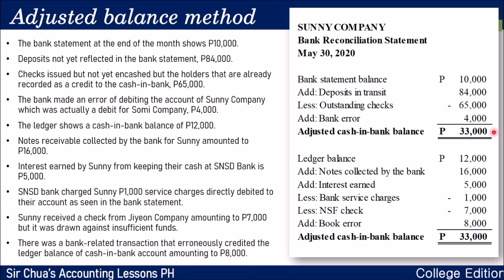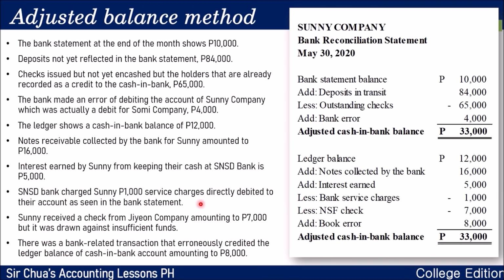Okay. Next po. The ledger shows a cash in bank balance of 12,000. So, ledger balance po, 12,000. Notes receivable collected by the bank for Sunny is 16,000. So, add po natin yung na-receive na note on behalf of the company. And then, interest earned by Sunny from keeping their cash at SNSD Bank is 5,000. So, add po natin yung na-earn na interest na naka-reflect po sa bank statement, 5,000.